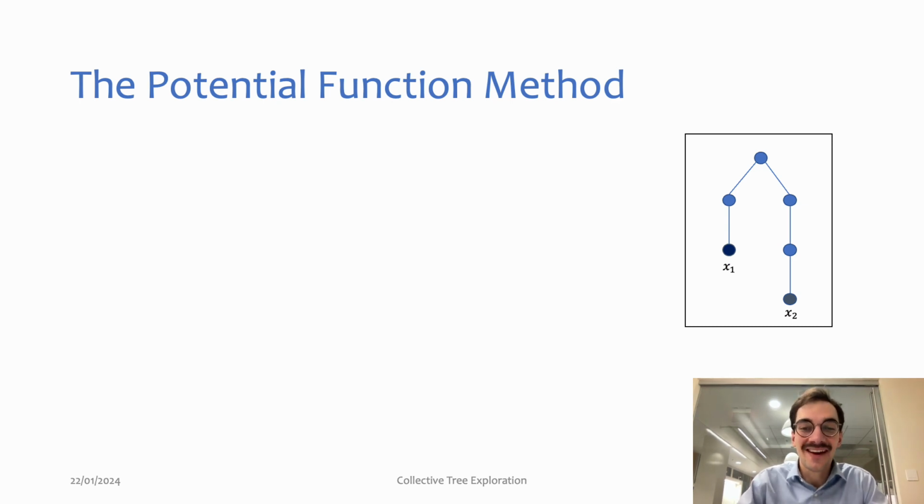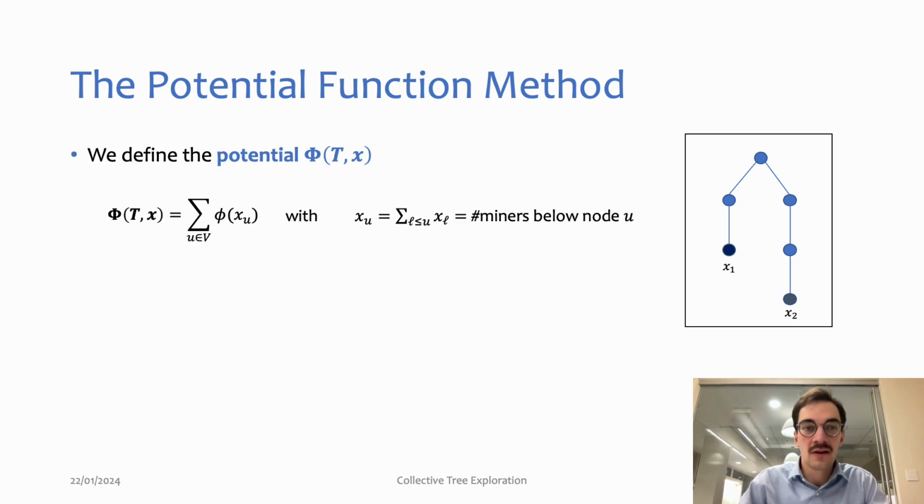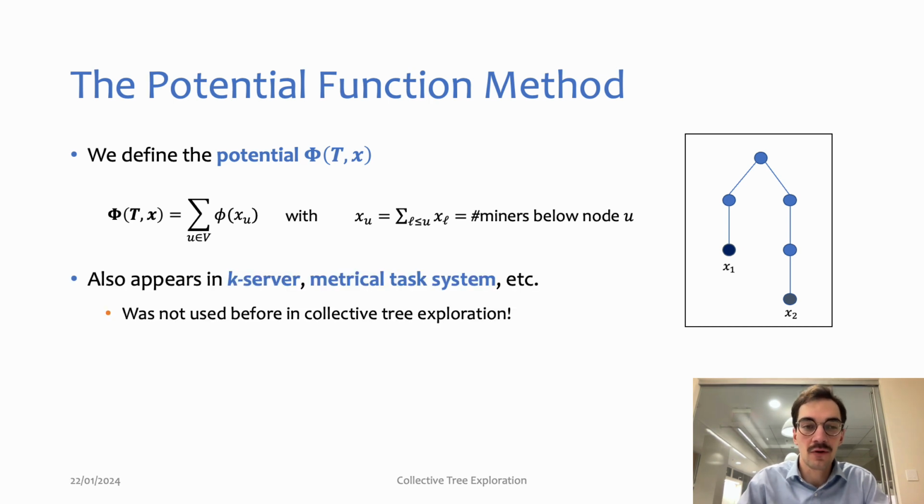The way we analyze the tree mining game is by the potential function method. So we define the potential function on a tree of a configuration x by the sum over u, the set of nodes, of phi of x_u, where x_u is the number of miners below node u. This potential function method appears in a lot of other problems in online algorithms and in very recent developments on the k-server problem and on metrical task systems. But it was never used in collective tree exploration.